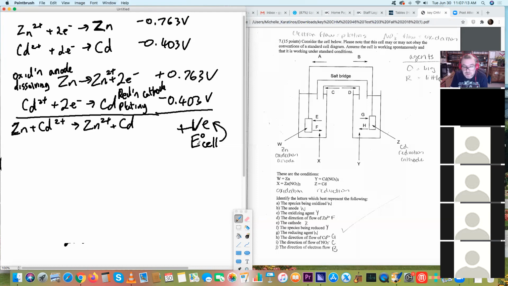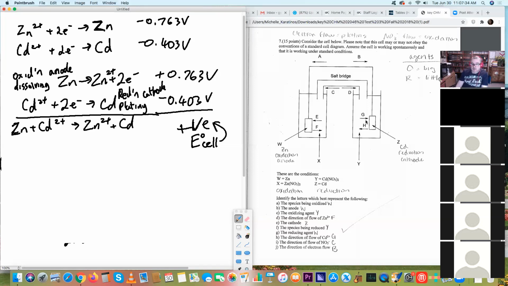All right, the next one, I was going to skip over reducing agent. I'll get to that in a second. The flow of Cd2+. Now, Cd2+ is turning into cadmium, which means it's plating, and that's on this side. So that's why the answer would be G.